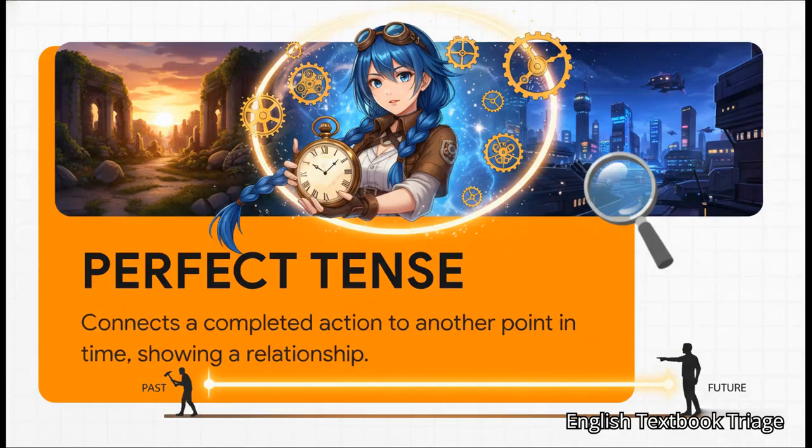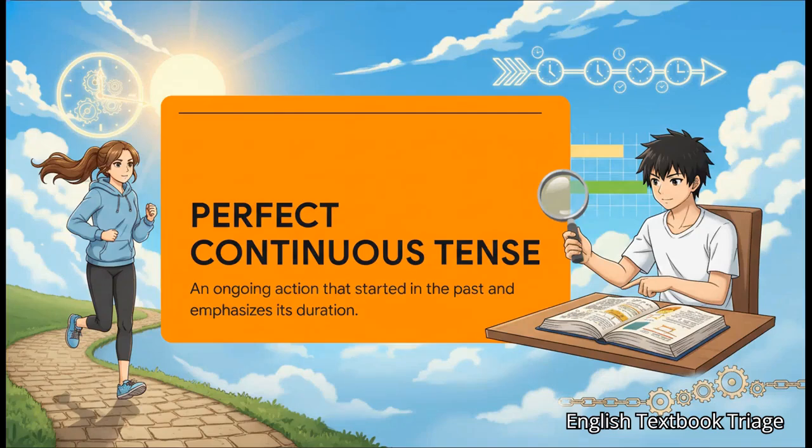Okay, now this next one is where it gets really interesting. The perfect tense is kind of like a time traveler. Its whole job is to build a bridge between 2 different moments, connecting an action that's already finished to another point in time. And our last building block, the perfect continuous tense, basically just smashes the last 2 ideas together. It talks about an ongoing action, like the continuous tense, but it adds a special focus on the duration, on exactly how long that action has been going on.